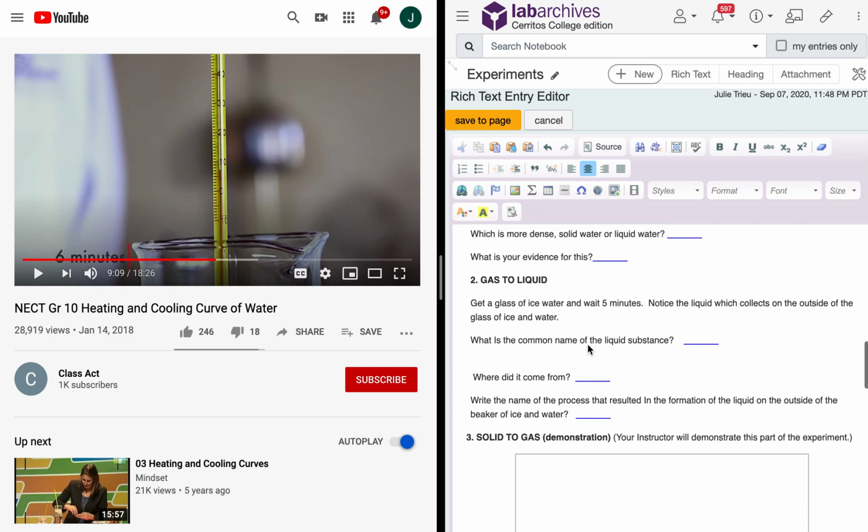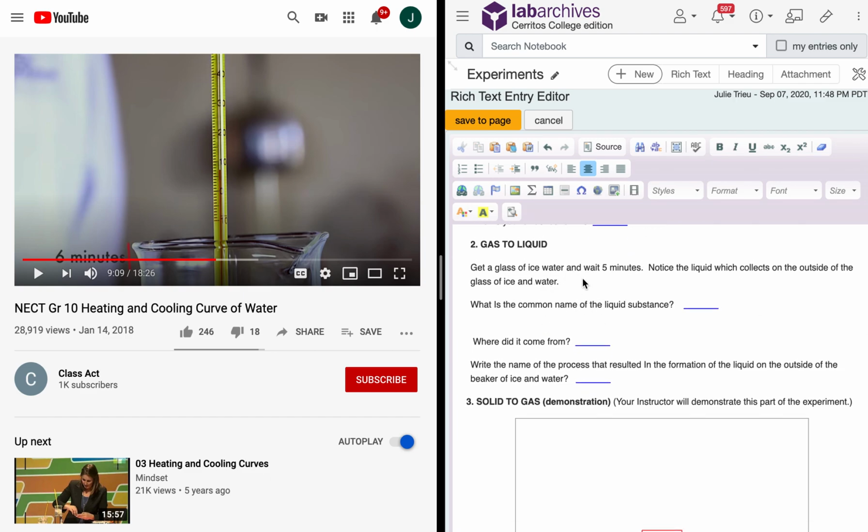Gas to liquid. So now you need to get a glass of ice water and wait 5 minutes. Notice the liquid collecting on the outside of the glass of ice and water. What is the common name of this liquid substance? The liquid condensed outside of the glass is water.